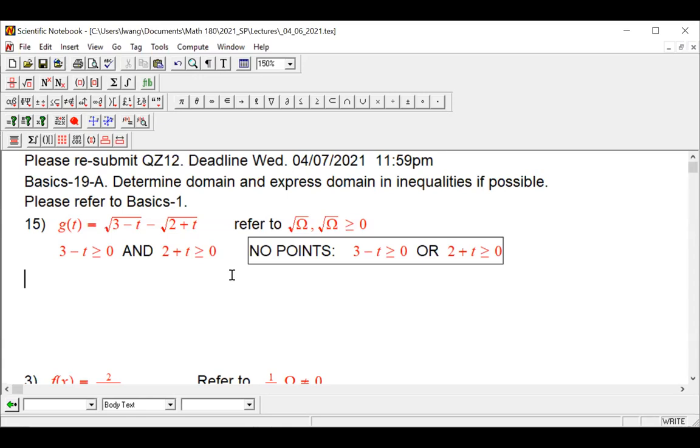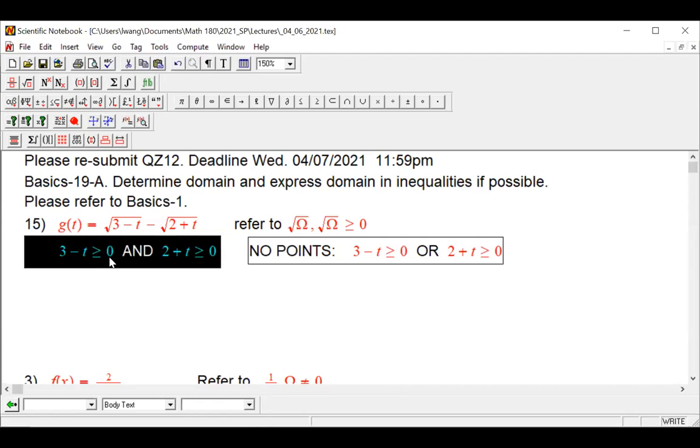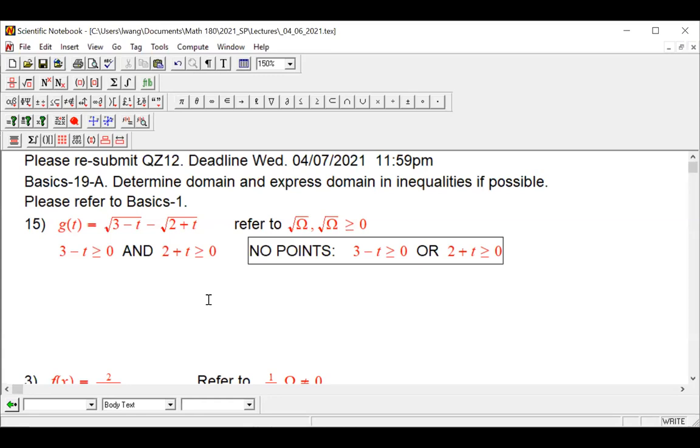I will still try to dig up some more points for you. But if it's apparent to me that you meant an "or", then you're going to lose all the points. If from your steps there's a hint that you actually meant "and", maybe you have some traces of that in your work, I will try to dig a point or two for you, okay? So the best policy is really just to put an "and" in between.